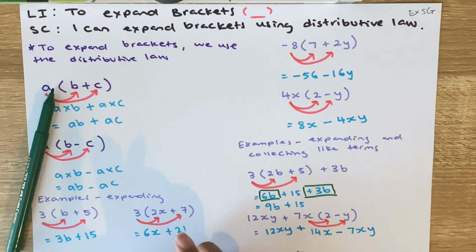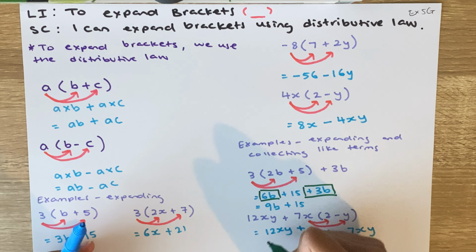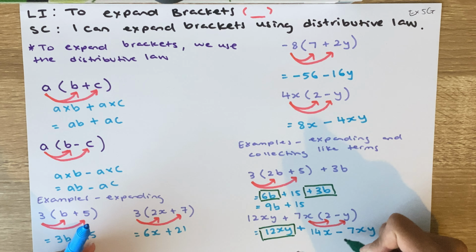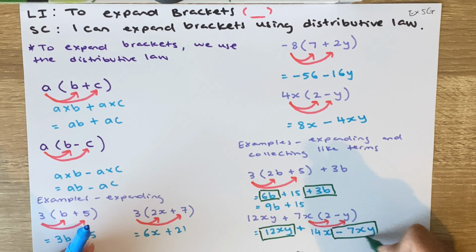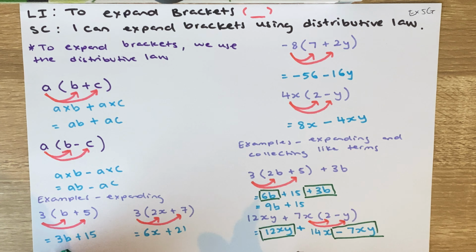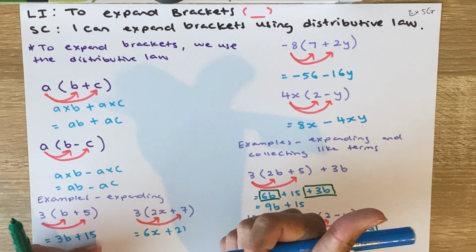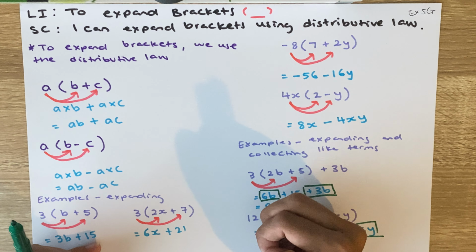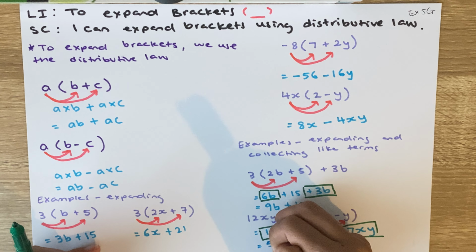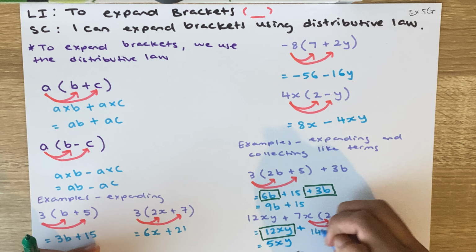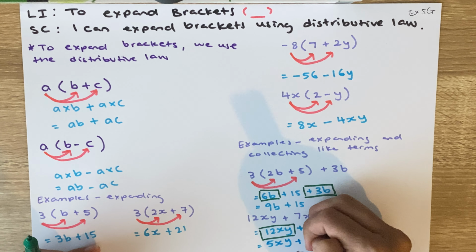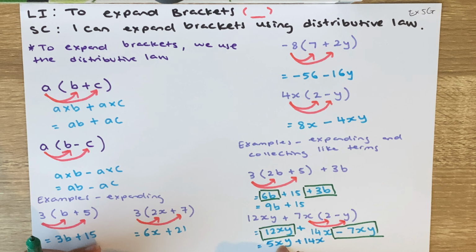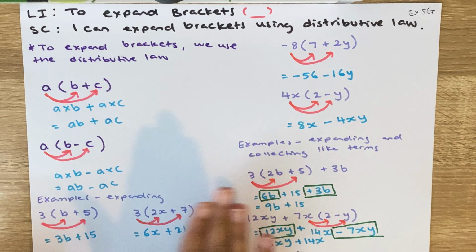And I have finished that up, so I can look at my like terms. I've got a 12xy. I've got a negative 7xy, so I'm going to collect my like terms together. So 12 take away 7 is 5xy. And then I've got a 14x on its own. So we're going to write 14x, because remember, xy and x are different to each other. So we do not combine them. They are not like terms. So we leave that separately. Okay, so that is expanding like terms.